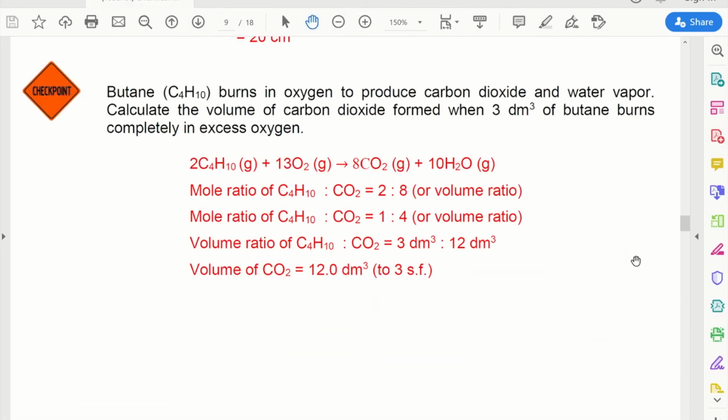So in conclusion, butane gas, when it burns in oxygen, O2, produces carbon dioxide and water. They are all gases, so I can use volume ratio. I'm interested in carbon dioxide only, so I just compare carbon dioxide with butane. The mole ratio is 2:8, then I simplify it as 1:4. So every unit of butane, I form 4 units of carbon dioxide. Every 3 dm³ of butane, I form 12 dm³ of carbon dioxide. So this is the answer to 3SF. This is a simple way of using volume ratio to calculate for gases only.